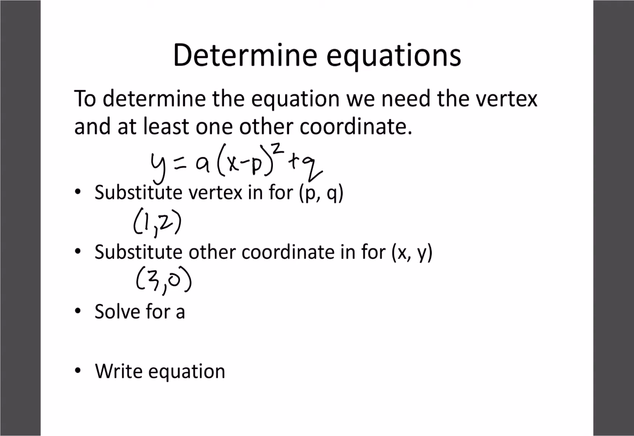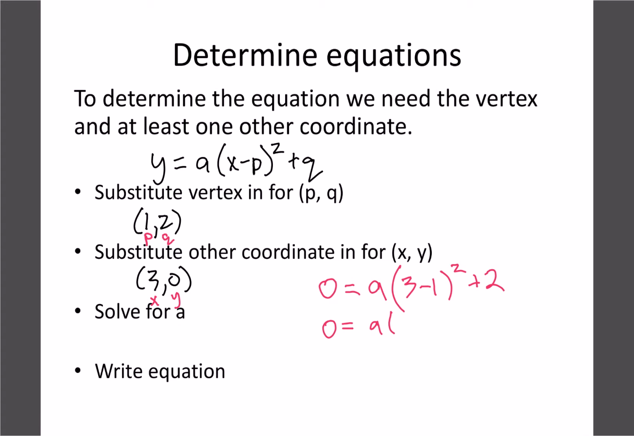Okay, so what we're going to do is substitute those things into our y equals equation. We want to be really careful to get the numbers in the right spot. For our vertex, the 1 will be the p, the 2 will be the q, and for 3, 0, x will be 3 and y will be 0. So when we plug that in, we have 0 for the y equals a, which we don't know, times x, which was 3, minus p, so minus 1, squared, and plus q, which was 2. You can see we have everything in the equation except for a. So that's basically our last step, to figure out what a is.